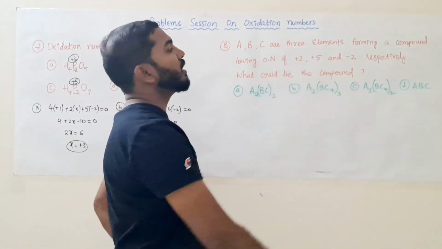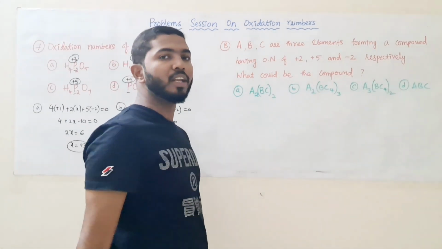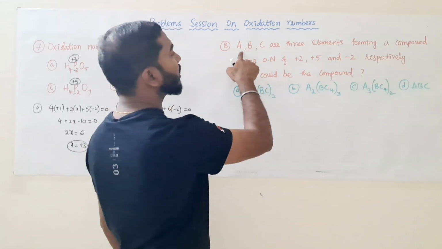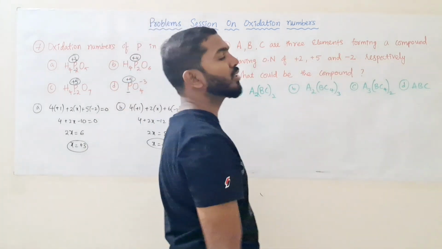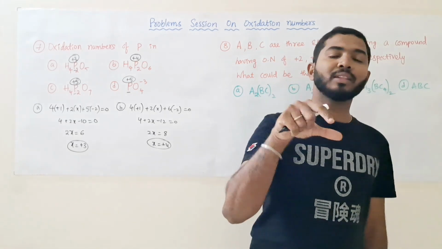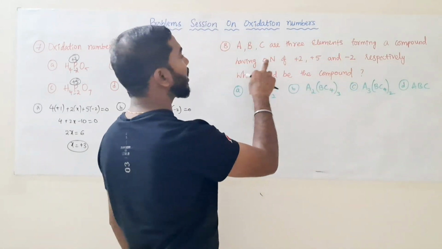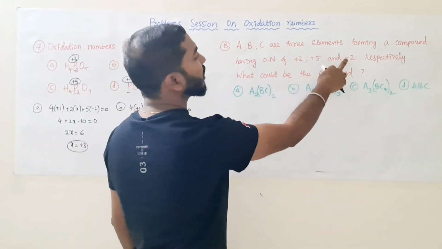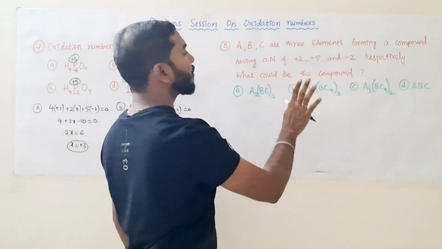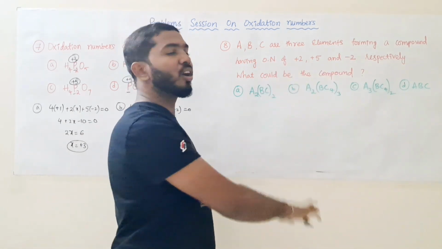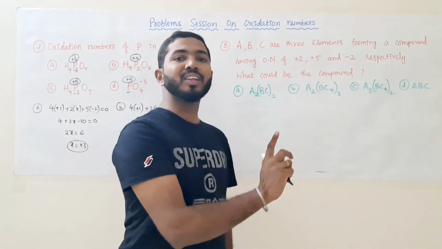This is an easy one. This is also a previous IIT question. If you just look at the question, A, B, C are three elements forming a compound, and in that compound the oxidation numbers of A, B, C are given as +2, +5, -2. What could be the possible compound? So what is the logic we need to follow to solve this question?